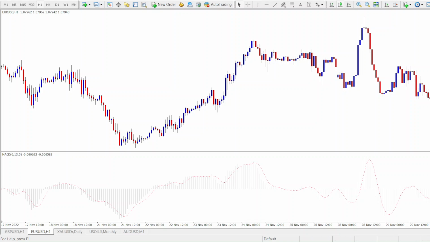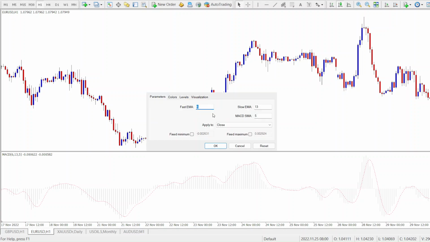Now for swing traders who hold positions for days or even weeks, you want to find a balance between speed and accuracy. I recommend trying settings like 9, 19, and 6. Now let us try it out. We're going to change the fast EMA to 9, the slow EMA to 19, and the MACD SMA to 6. Now this is for swing traders. Let's watch how the indicator changes.